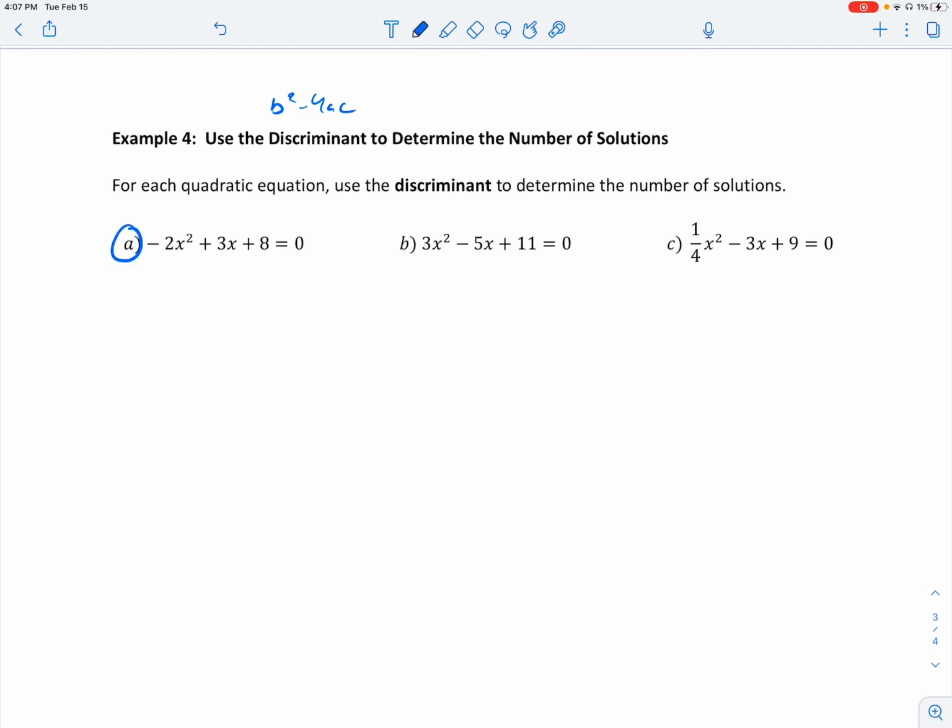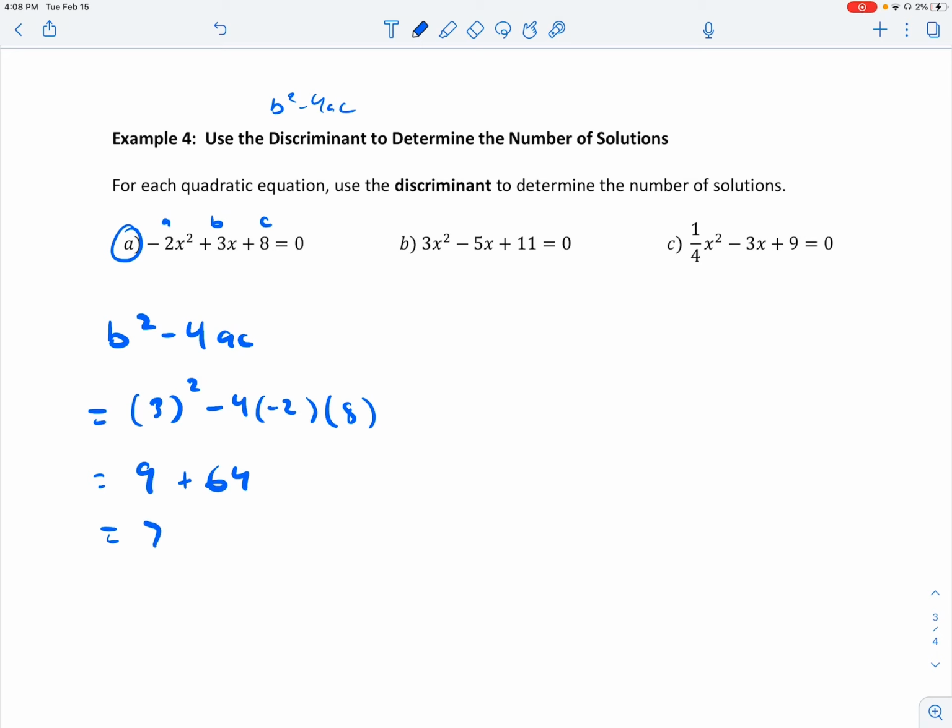Okay, here we go. Let's do the first one. So our discriminant is b squared minus 4ac. Let's calculate this. This is my a value, my b, and my c. So just plug them in respectively. So b is 3. So we have 3 squared minus 4, a is negative 2, and c is 8. 3 squared is 9. Negative 4 times negative 2 is positive 8. 8 times 8 is 64. 9 plus 64 is 73.